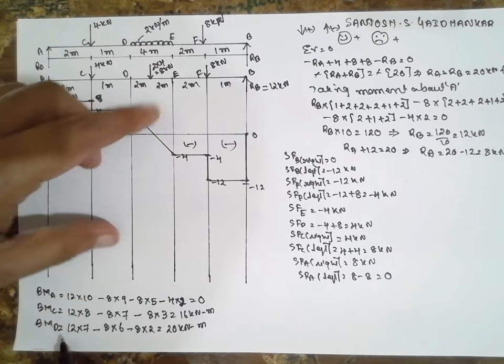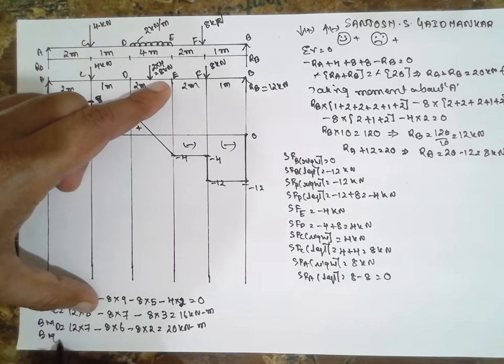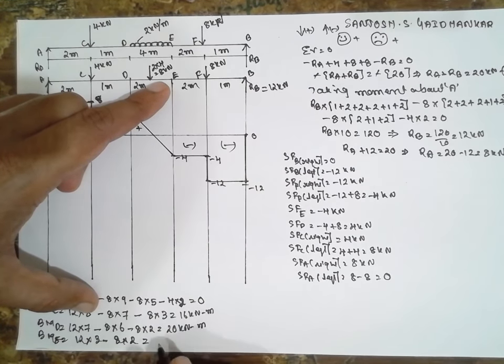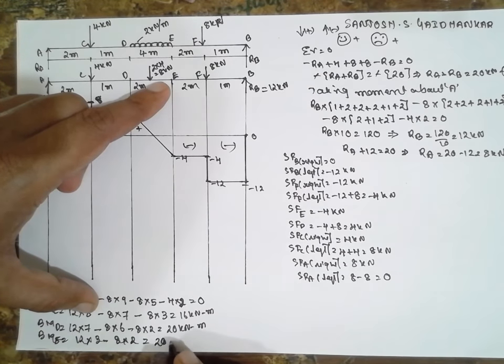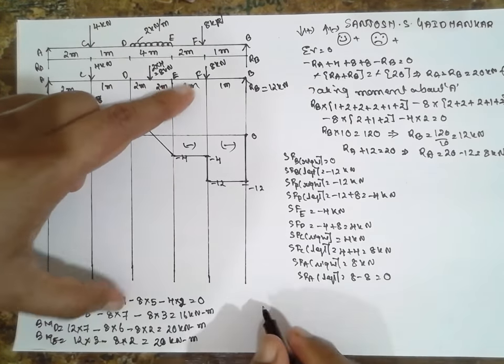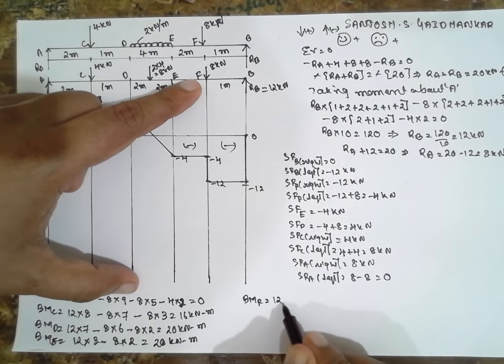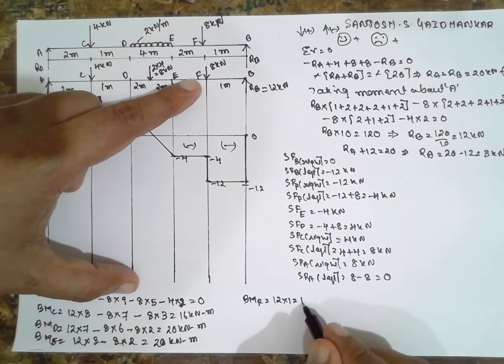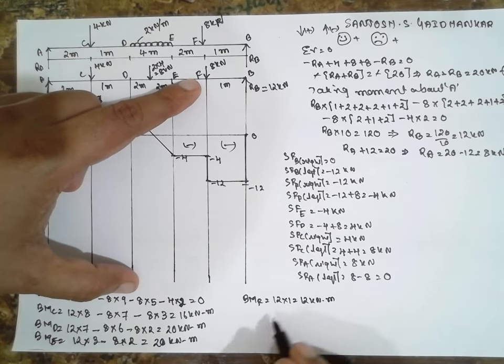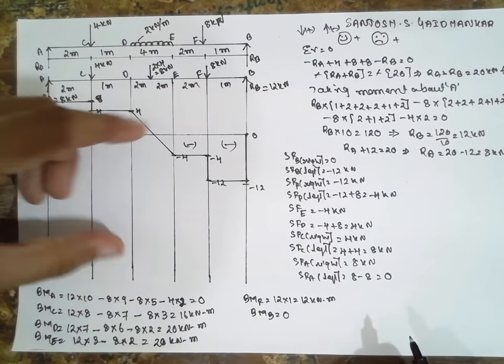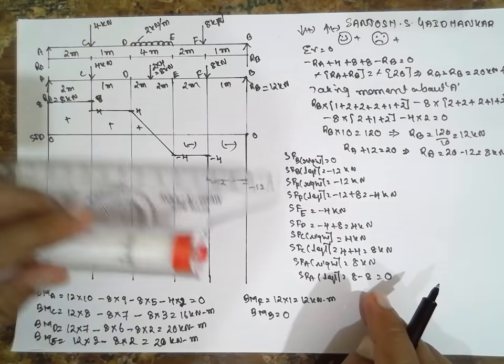Similarly, bending moment at E: 12 into 3 minus 8 into 2. Answer is 20 kilonewton meter. Bending moment at F, 12 into 1, that is 12 kilonewton meter, and bending moment at B will be 0. Now draw the bending moment.